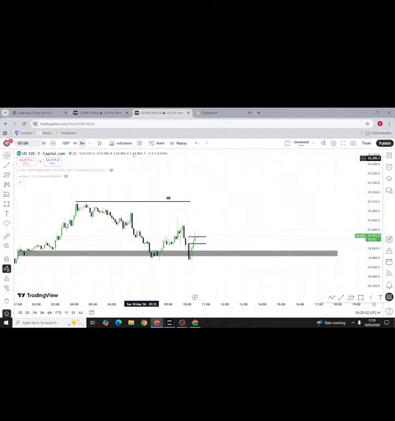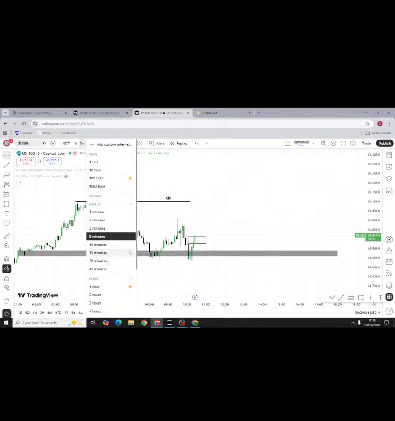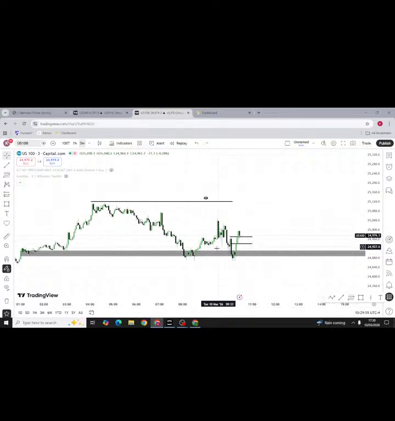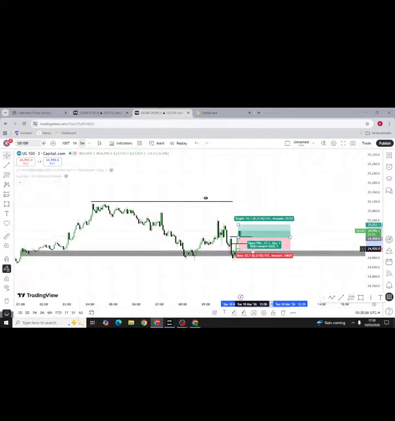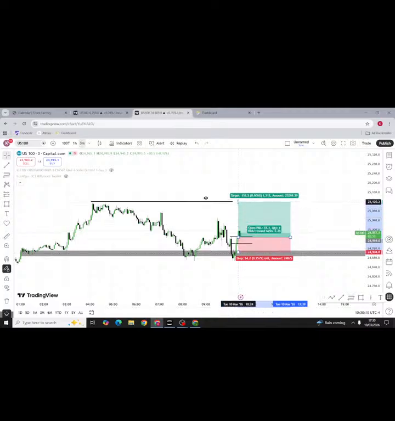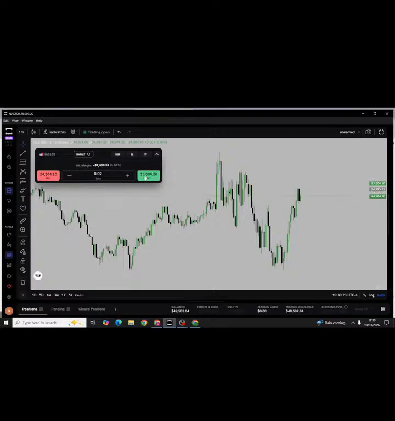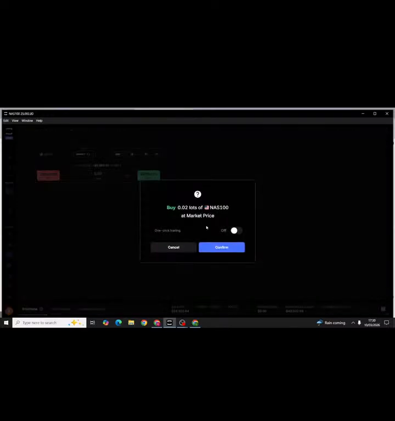That's around 200 points. Let's go to the 3 minutes and see that we have a break around that point. This place here, it's a place you can buy. You can go long around this place, and your stop loss should be around this area. Then you should target around that. That's a 2R, okay? Yeah, we can buy around that area. Let's buy.